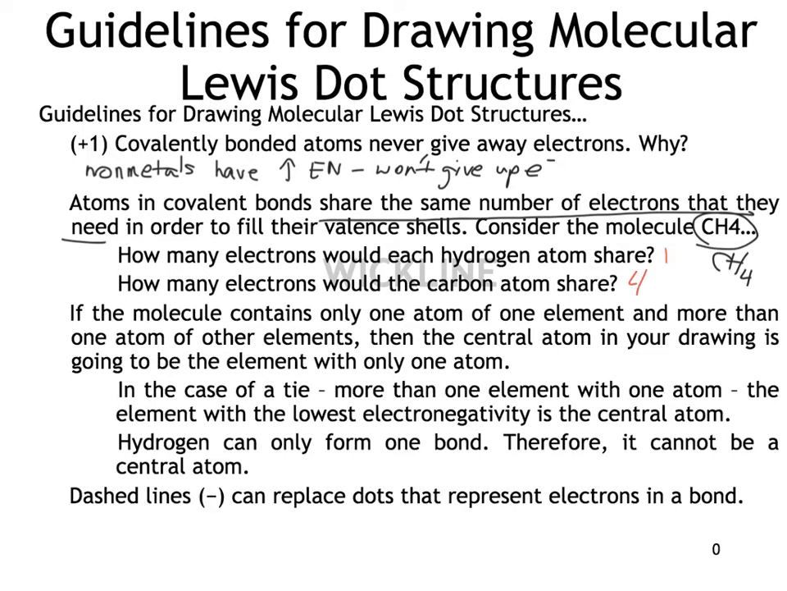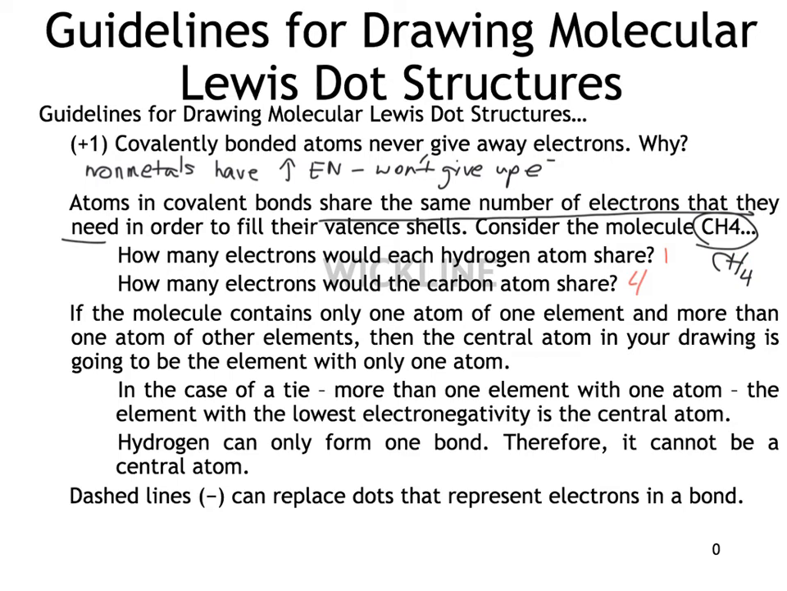Here's my next thing: if the molecule contains only 1 atom of one element and more than 1 atom of other elements, like this guy, so it has only 1 atom of carbon and 4 atoms of hydrogen, then the central atom in your drawing is going to be the element that has only 1 atom. So when you are going to draw a molecule for CH4, what you are supposed to know from that little bit is that since there's only 1 carbon, it's going to be in the middle, and these hydrogens will surround it.